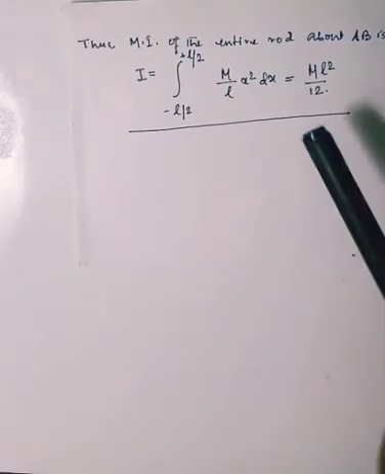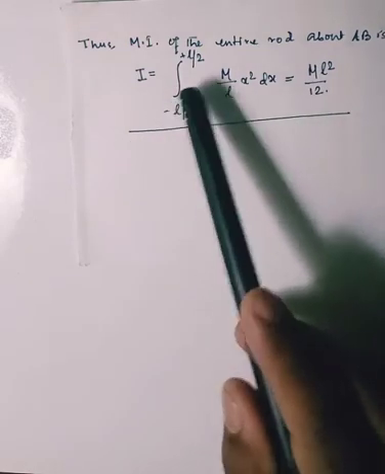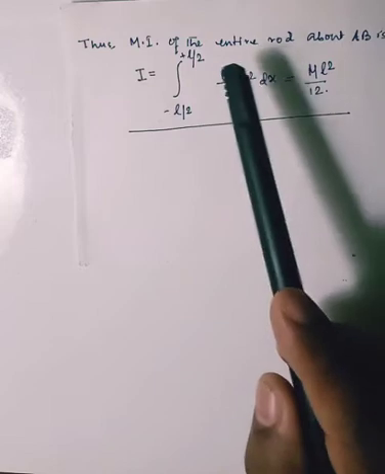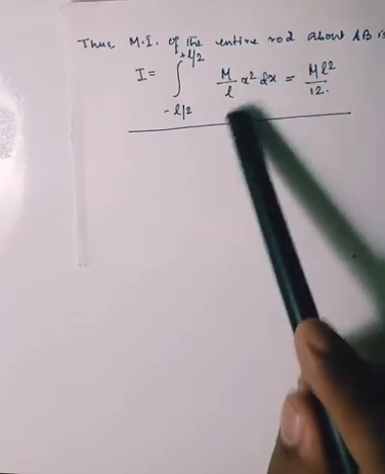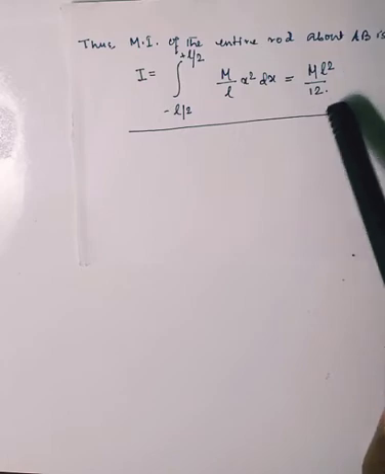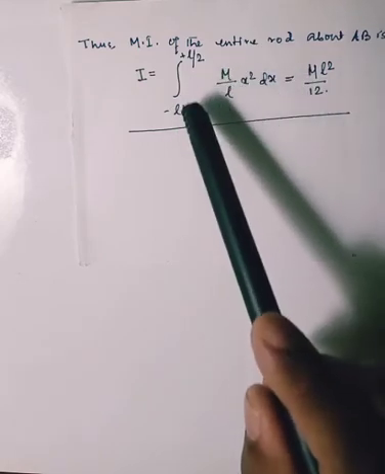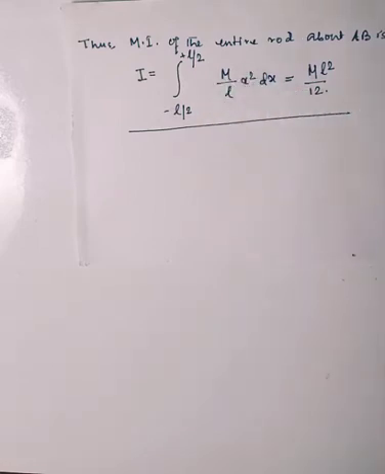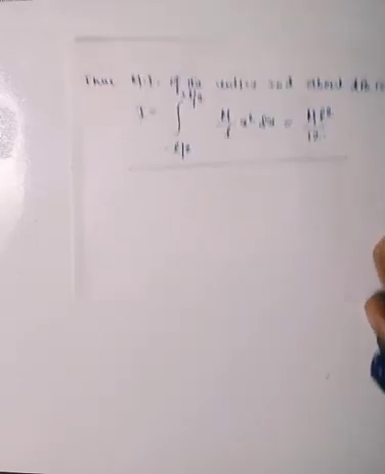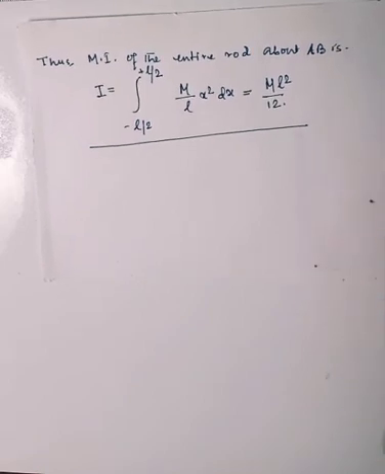So, the moment of inertia of the entire rod about AB is, we can integrate it as I is equal to the integral from minus L by 2 to plus L by 2 of (M by L) x squared dx, and this is equal to M L squared by 12 if we do the integration by putting proper limits. So in this manner, you can calculate the moment of inertia of different shapes of rigid bodies, and these are actually available in any standard books.